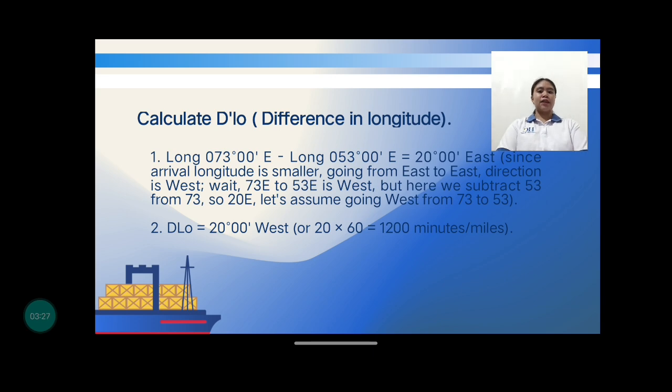And the second is the DLO. So 20 degrees 00 minutes west, or 20 times 60 equals 1200 minutes or miles.